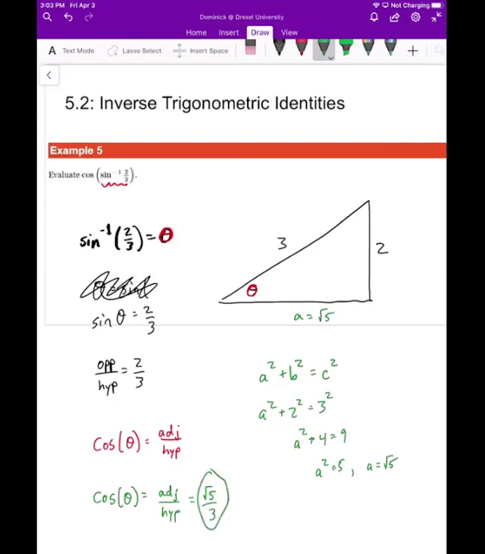So in this one, what we want to do is draw out a triangle that satisfies our inside function, and then we will fill in the missing side, and then that will allow us to get the trig function of the outside.